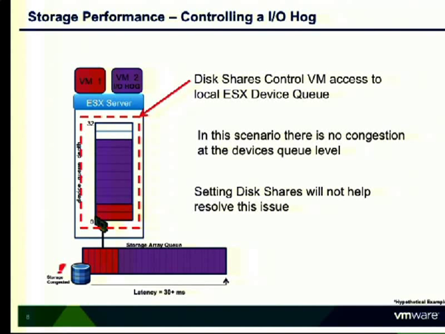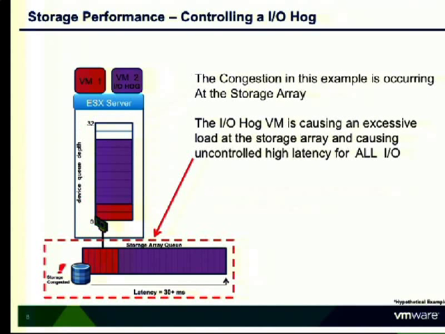There's no problems there. If VM1 wanted to issue a couple more IOPS, it could too. There is no congestion at this level. Disk shares aren't going to help prioritize between VM1 and VM2. So what can we do?